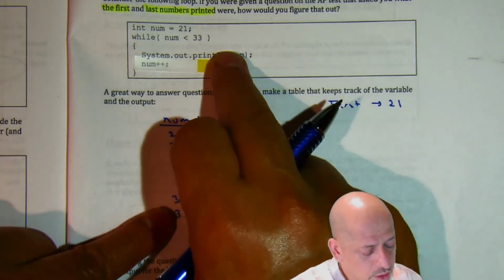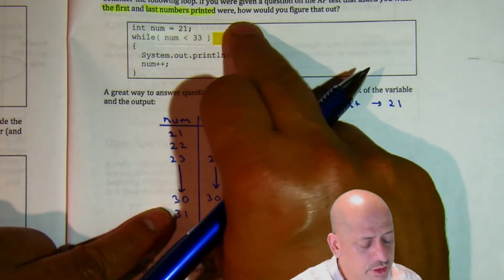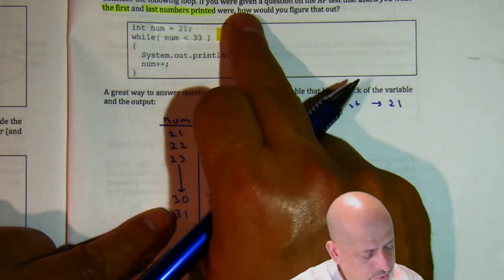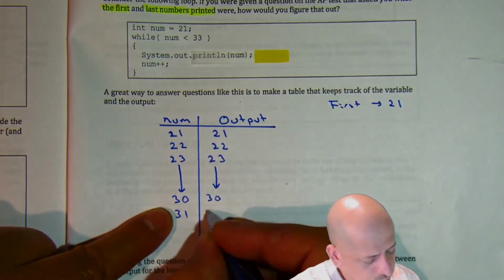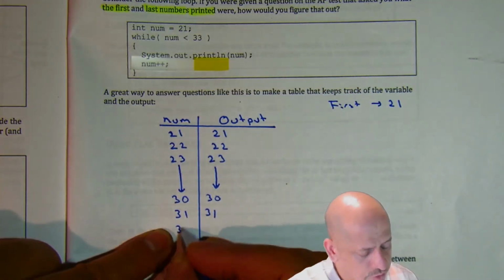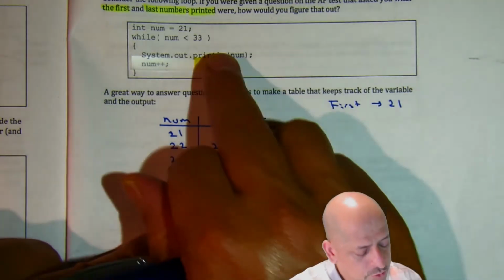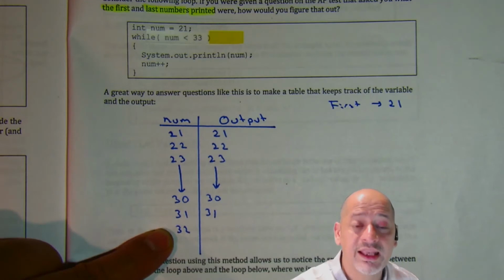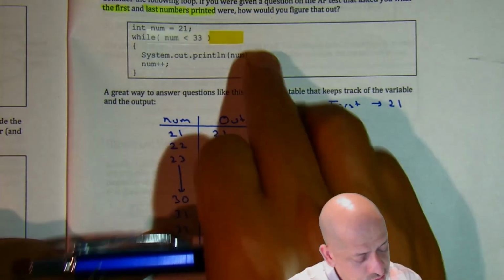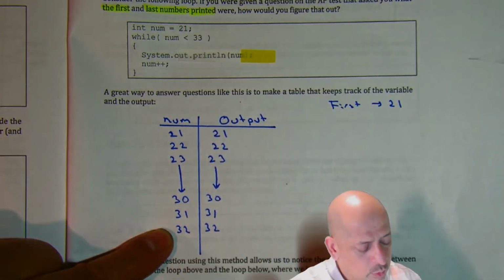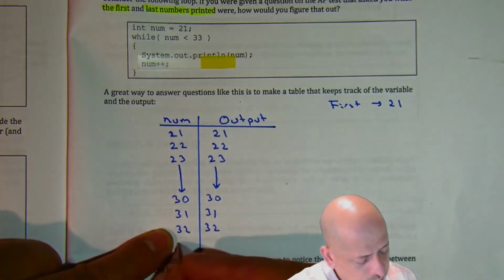So therefore, we are going to go through another iteration and say, is the number 31 less than 33? Yes. So therefore, the number gets printed, 31. And now we add 1, which will be 32. We go through another iteration and say, is the number 32 less than 33? Yes. So therefore, we go through and print the number. We add 1 more, which will be 33.